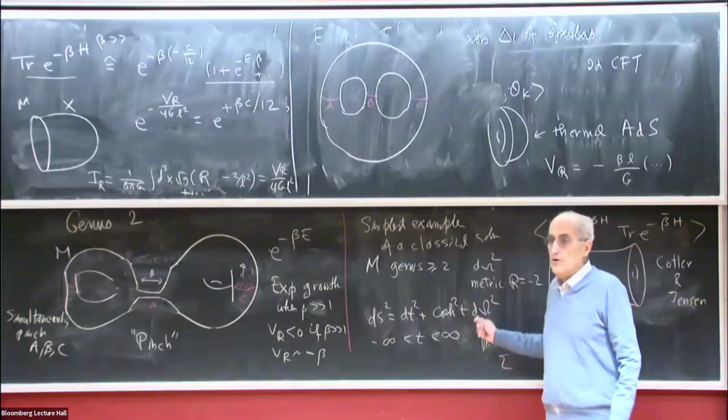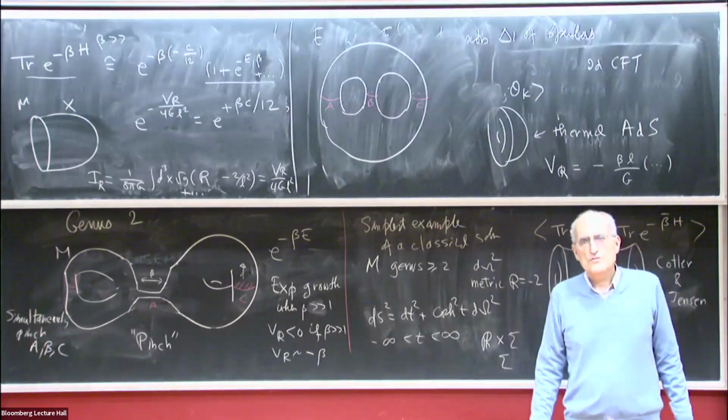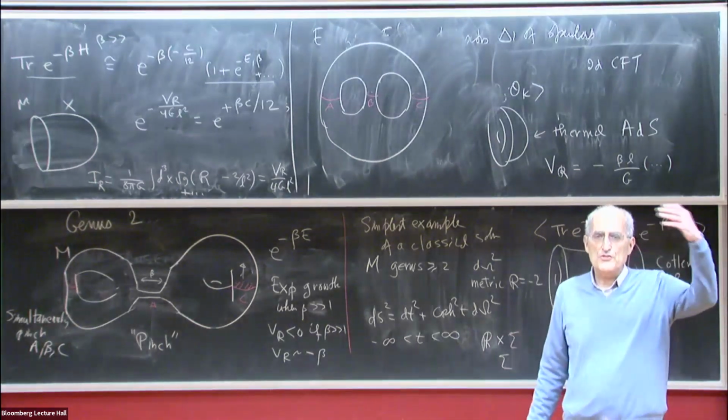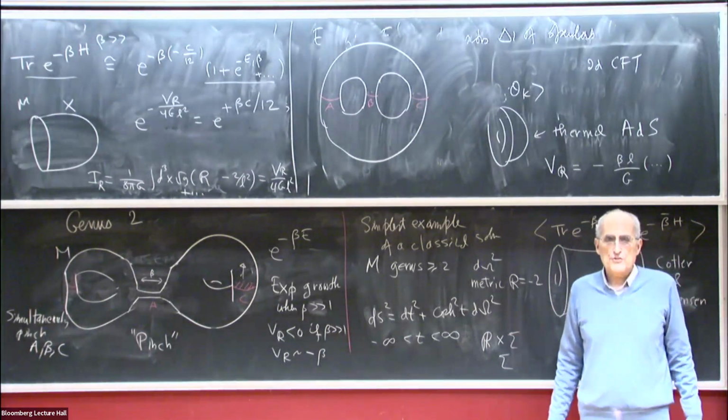So this wormhole contributes to amplitudes with black holes running around the loops, but not to amplitudes with states below the black hole threshold running around the loops.